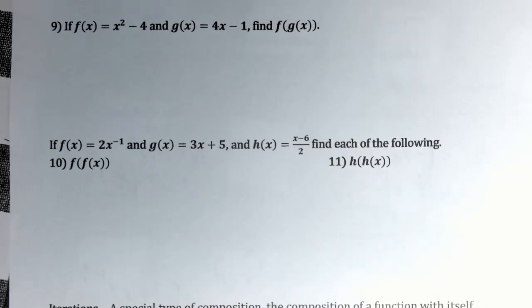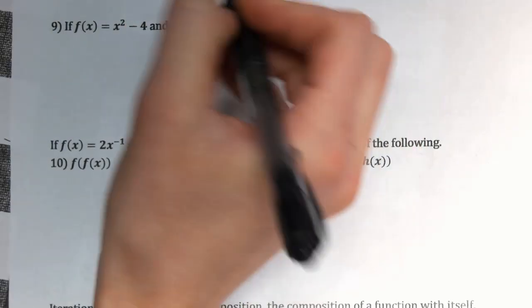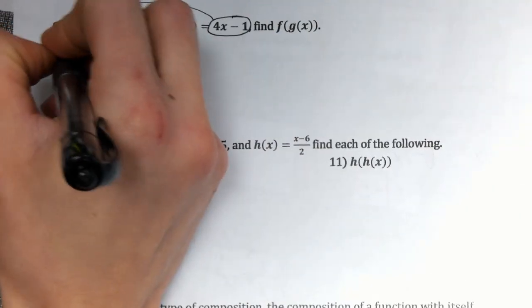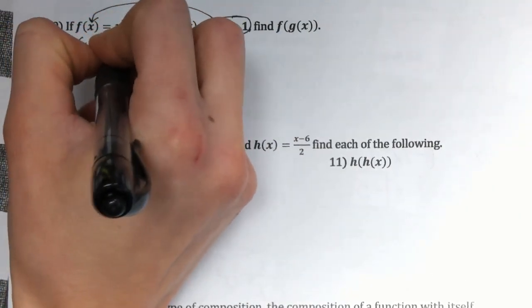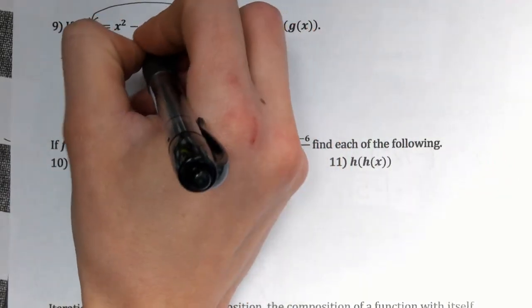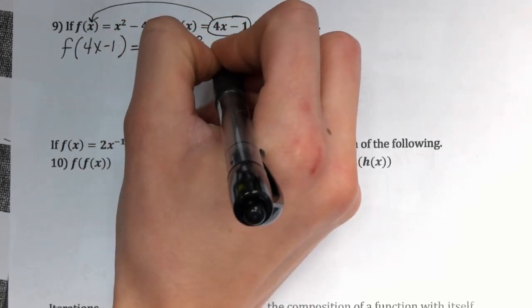Okay, if f of x is equal to x squared minus 4 and g of x is equal to 4x minus 1, find f of g of x. Now it's not a value, okay? It's just f of g of x. So all I'm doing is I'm taking g of x, which is 4x minus 1, and I'm replacing x with that. So f of 4x minus 1 is equal to, replace x with 4x minus 1 and square that, minus 4.